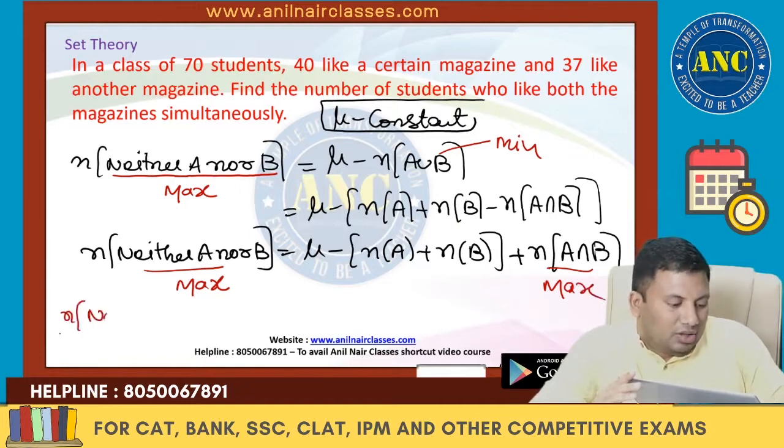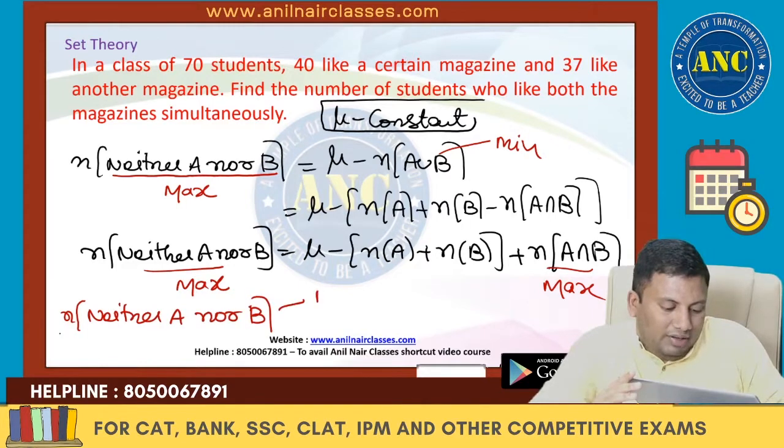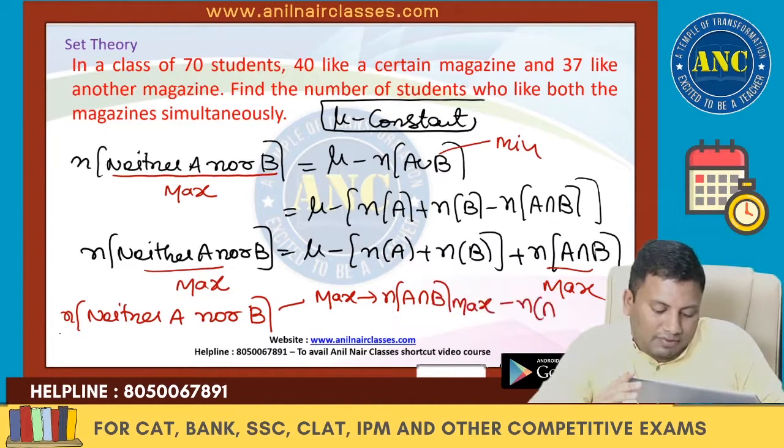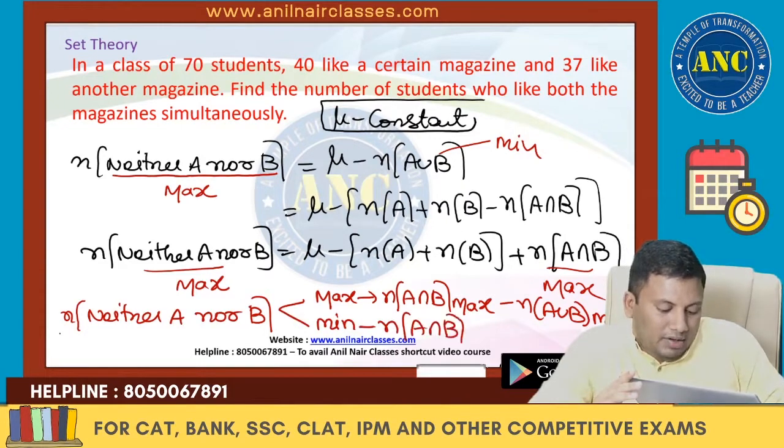Please write down this point which we wrote 1 minute before. Neither A nor B, if it is maximum, A intersection B will be maximum, A union B will be minimum. If this is minimum, A intersection B will be minimum and A union B will be maximum.